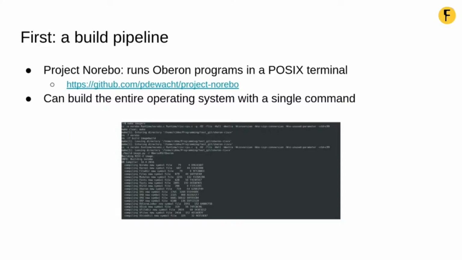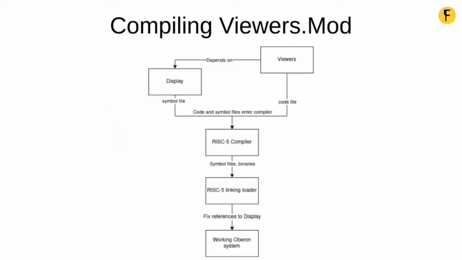So I set up something called Project Norebo by Peter de Wachter, which runs Oberon programs in a POSIX terminal. And I tweaked scripts a bit and wrote some extra stuff on top of it. And now with a single command, I could build the entire operating system. So that made the process a lot easier to work with. Next up, we'll get into the port proper.